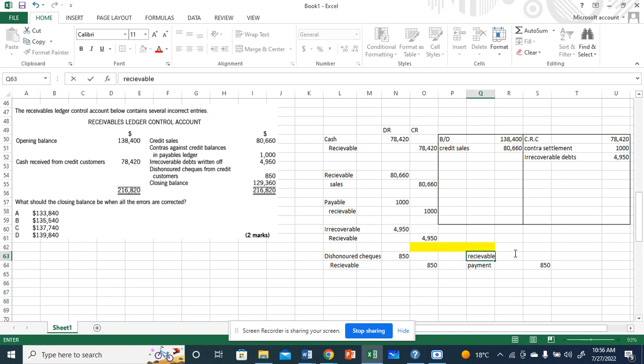Now the check has bounced, right? There is no sufficient funds. So we have to basically reverse this journal entry, because the money hasn't gone through. So it also has to be here. Queries?